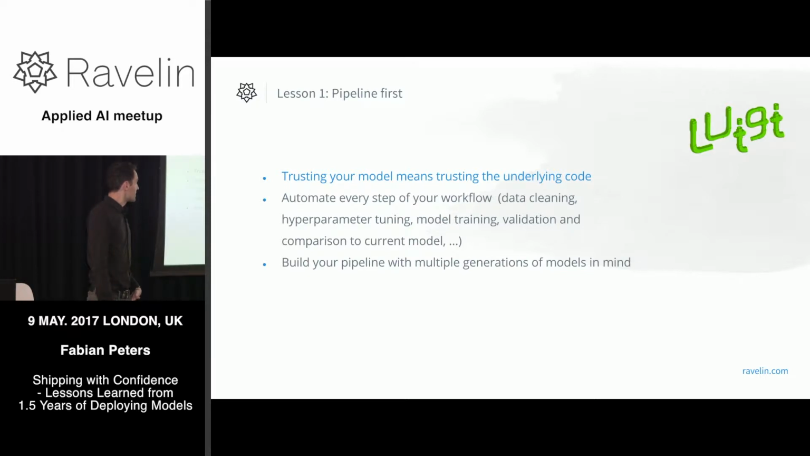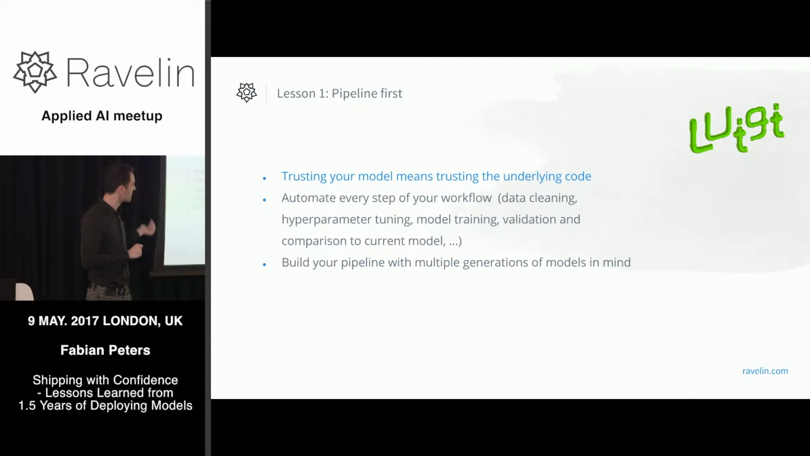And really one of the first things we've learned is your pipeline comes first, no matter what you do. Because really, trusting your model means trusting the underlying code. And it depends a bit on what data scientist from what field you talk to. But I think there's still a few fields where we're really struggling with basic concepts like code review, like testing, all these things. And these should really be in place, and we actually believe they should be in place for every single step of your pipeline.